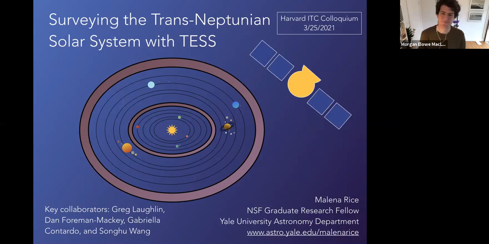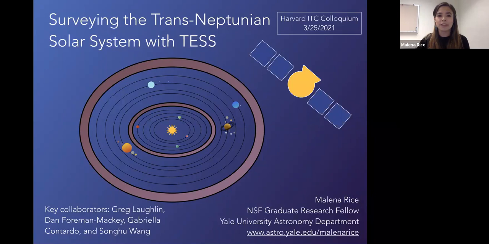My name is Malena Rice, and I'm a fourth-year PhD candidate in the Yale Astronomy Department, working primarily on the dynamics of planetary systems. For me, that includes both the solar system as well as extrasolar systems. Today I'll be sharing with you a really fun project, I think, putting together an all-sky survey of the distant solar system by shifting and stacking data from the Transiting Exoplanet Survey Satellite, which is also known as TESS.